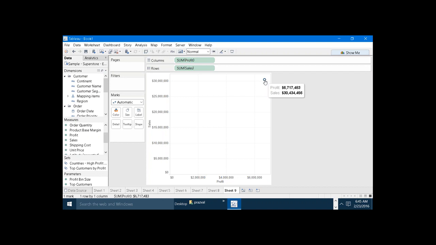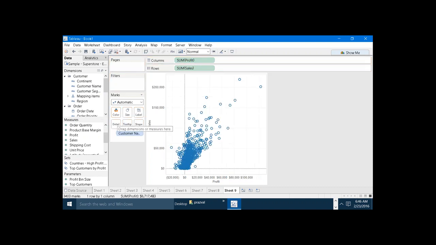So how to get the relationship between sales and profit at the level of detail of customer? I would like to see the relationship between sales and profit for every customer. So how to get the information at the customer level of detail? Drag the customer name and drop it into the detail of the marks card.